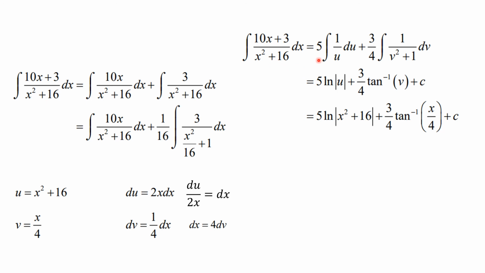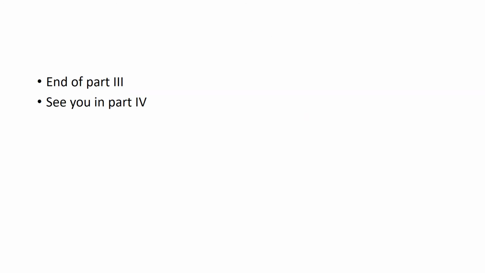So here, I changed things around, so I just have 5. You see this 2 in the denominator will cancel into the 10, make it 5. So it's 5 times the integral of 1 over u du, and here whenever I do the simplification I get 3 over 4. I factored out all those numbers. And this is the integral of 1 over v squared plus 1 dv, so this is going to be 5 ln of u plus 3 over 4 times the arctan of v plus c. When I return to my native variables, I get this as my expression. That's the end of part 3.